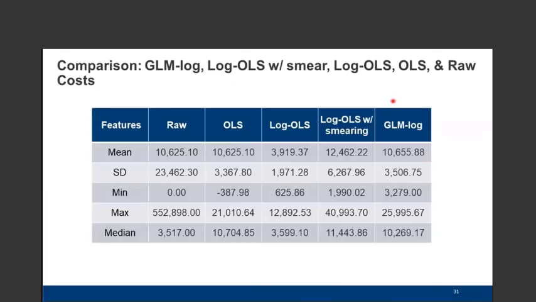And just to compare all the different models so far, we see that the GLM log model is not too different from the OLS prediction. And we see that the mean and the median are very similar. Since this passed all of our specification and goodness of fit tests, this is probably a preferred model relative to, say, the OLS or the log OLS with smearing. So I'll put a check here as a model that you could potentially use.